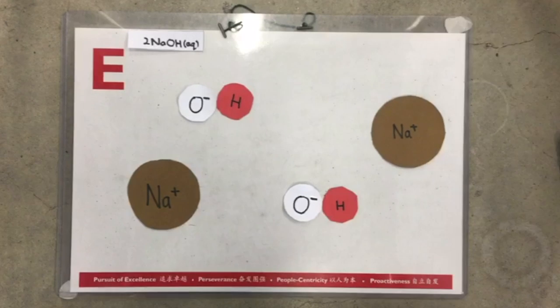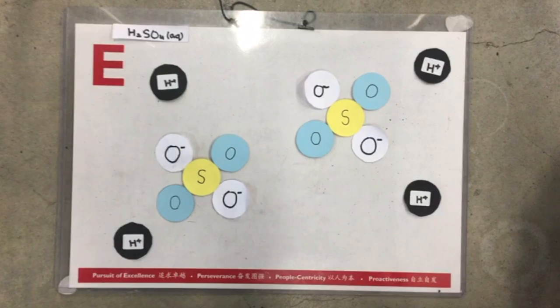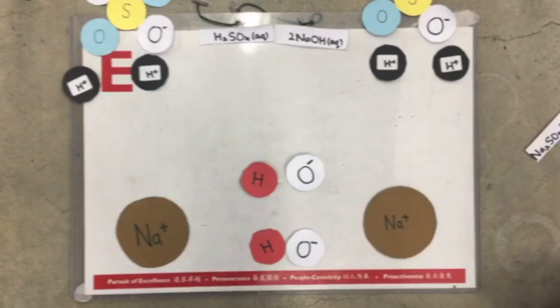is aqueous sodium hydroxide in water, and the sodium ions are separated from the hydroxide ions moving around freely as it dissolves in water. Here, we have dilute sulfuric acid in water. The H ions have dissociated and are moving freely in the water around the sulfate ions. Here, both substances are put together in the same beaker of water.